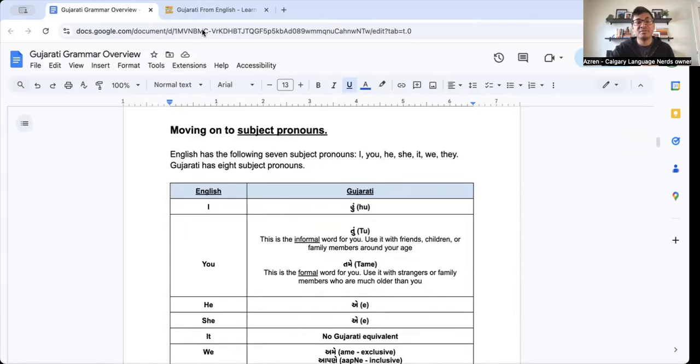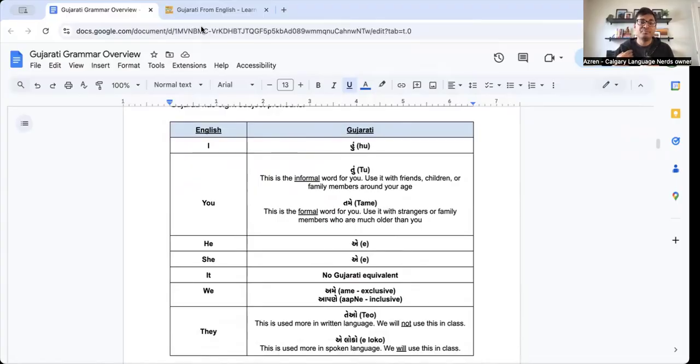Moving on to subject pronouns. English has 7. We have I, you, he, she, it, we, and they. Gujarati has a couple more. We have hu for I. Tu is the informal word for you.